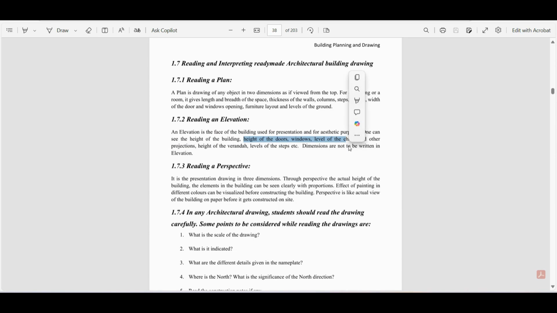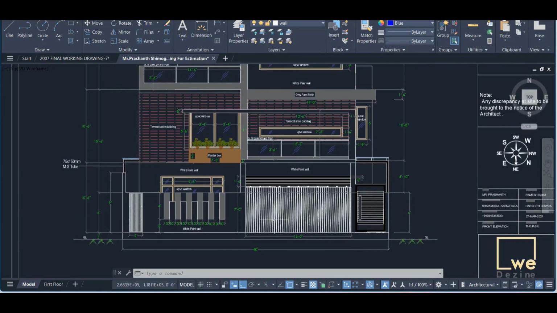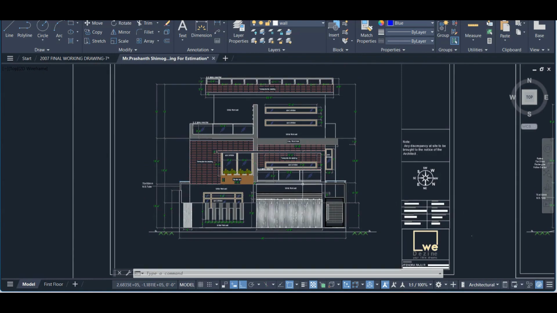Those are ground level, plinth level, lintel level, chhajja level, sill level, parapet level, slab level, like that. It also has projections, height of the veranda, level of the steps, etc. Dimensions are not to be written in the elevation. Next, you just have to mention the elevation levels. Let's see how it looks now. So this is the elevation that we have.